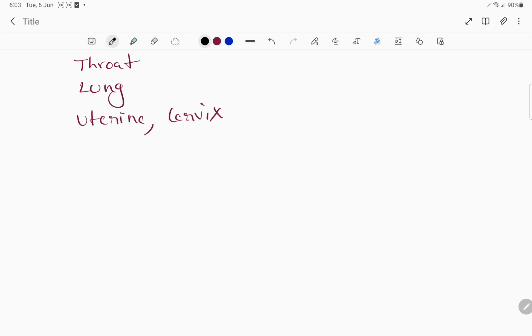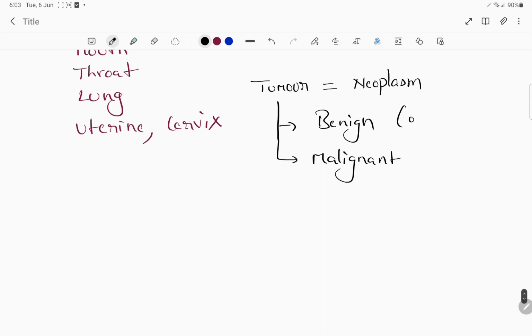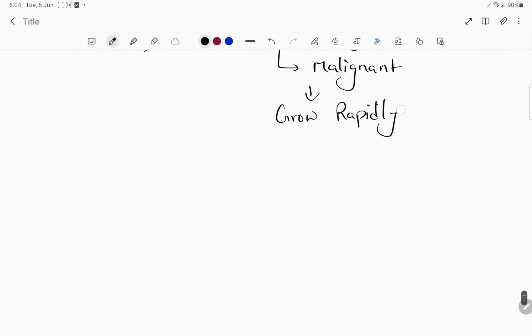So tumor is equal to neoplasm, and it is again divided into two categories. One is benign and the other one is malignant. Benign is normally confined to the original location and does not spread to other parts. But when it comes to malignant, the cells will grow rapidly and damage the surrounding tissues.